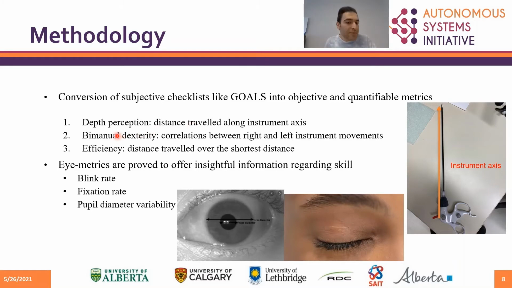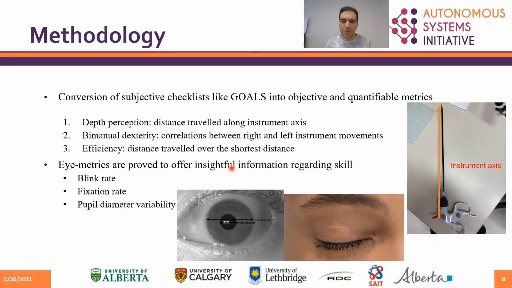I told you to please keep in mind depth perception, bimanual dexterity, and efficiency. With the aid of markers and a motion tracking system, we can convert these subjective parameters into objective and quantifiable parameters. Let's say depth perception can be measured with the aid of distance traveled along this instrument axis. Also, bimanual dexterity, like correlations between right and left instrument movements. So we can convert GOALS assessment, which is subjective, into an objective way.